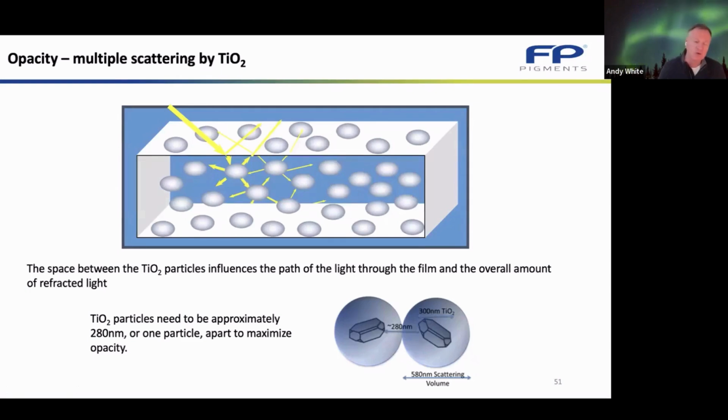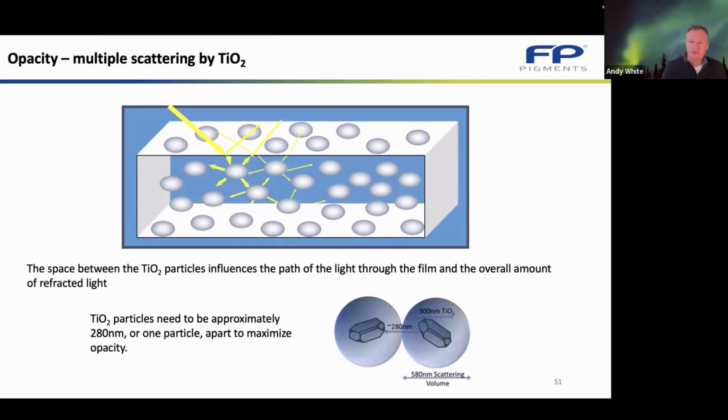Okay. So all of the grades of titanium dioxide, whether they're chloride or sulfate, are generally, for those used in coatings to give whiteness and opacity, produced at around about 280 nanometers in size. I'll talk a little bit about the variations on that in a minute. But the reason for that is to scatter the light to the maximum effect with the minimum number of particles.